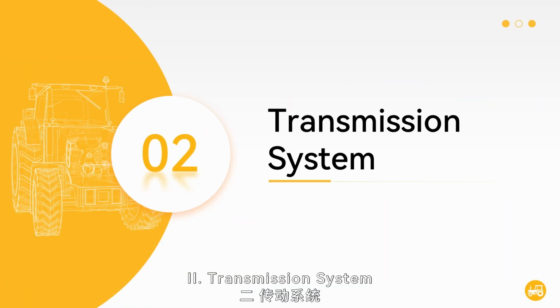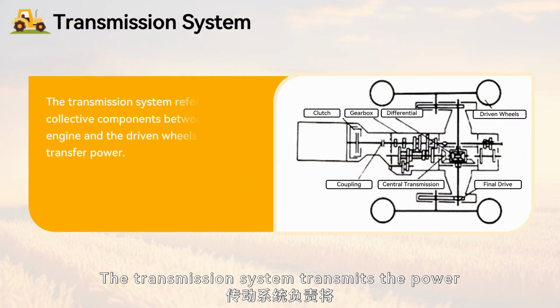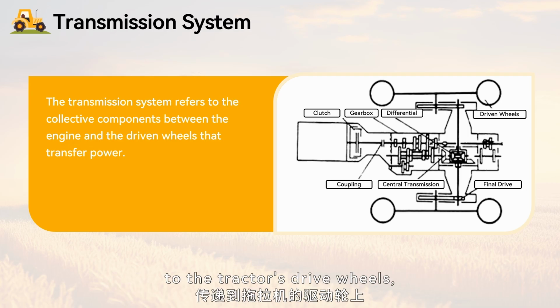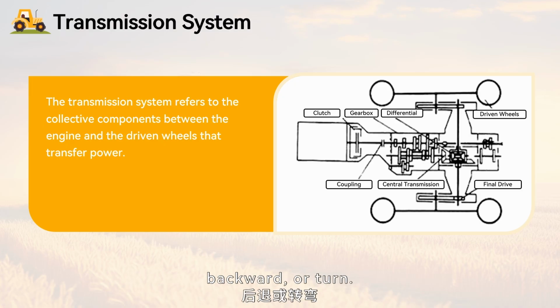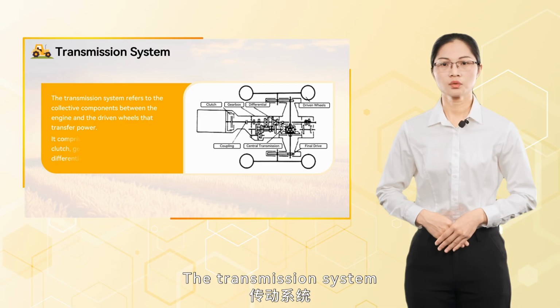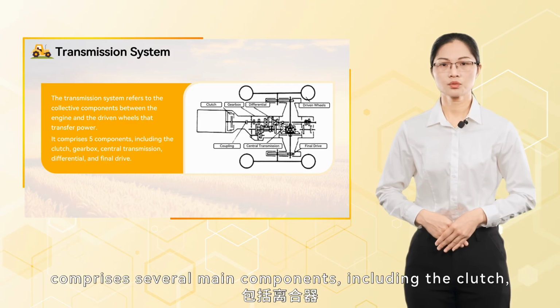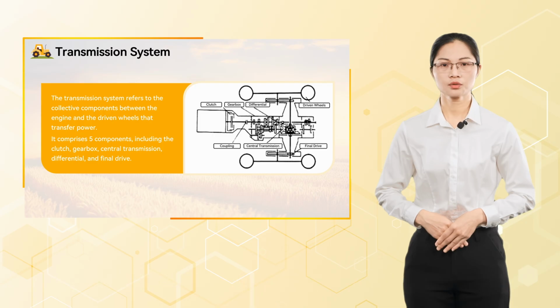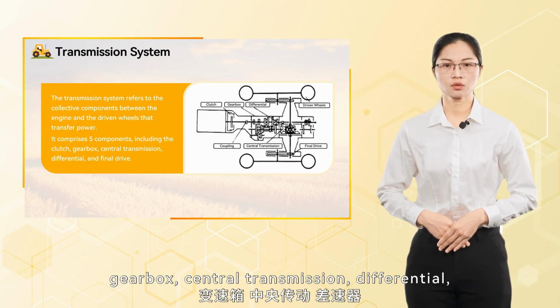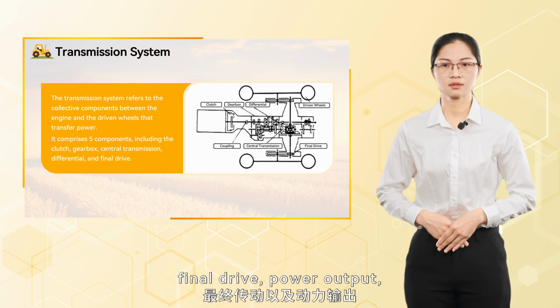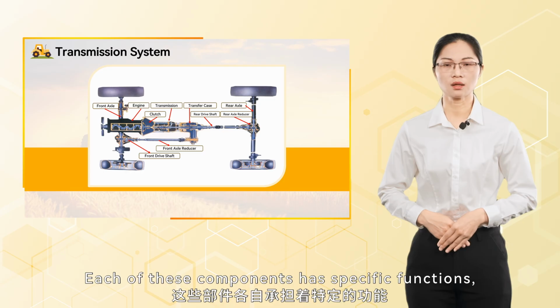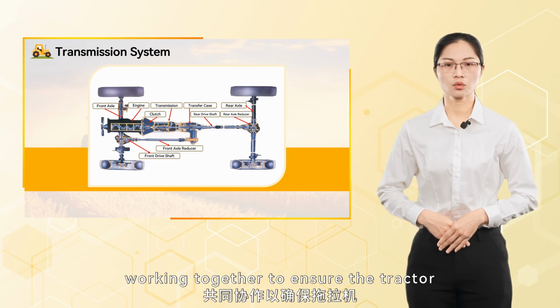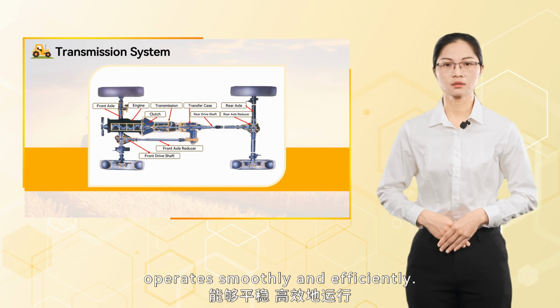2. Transmission system. The transmission system transmits the power generated by the engine to the tractor's drive wheels, allowing the tractor to move forward, backward, or turn. The transmission system comprises several main components, including the clutch, gearbox, central transmission, differential, final drive, power output, and front driving axle. Each of these components has specific functions, working together to ensure the tractor operates smoothly and efficiently.